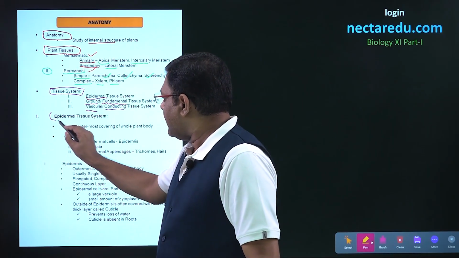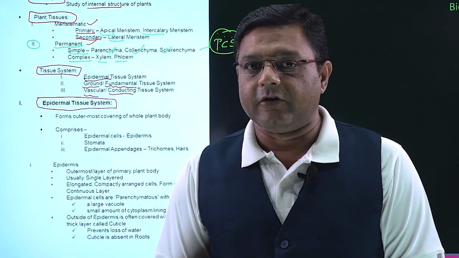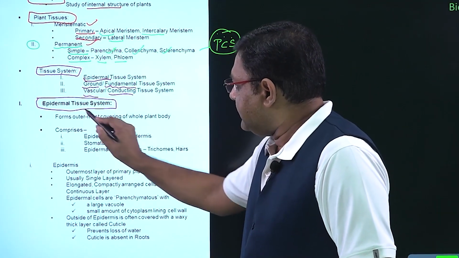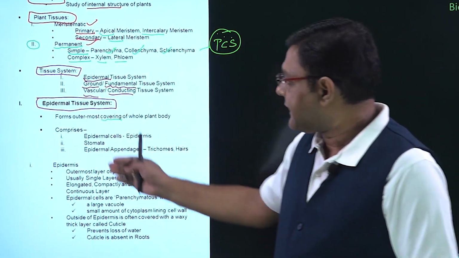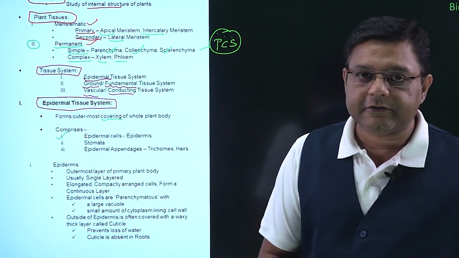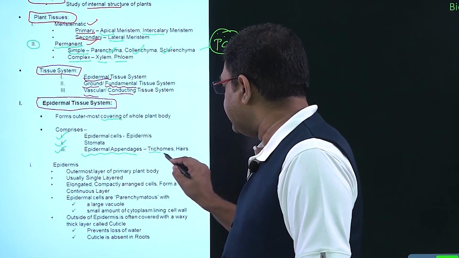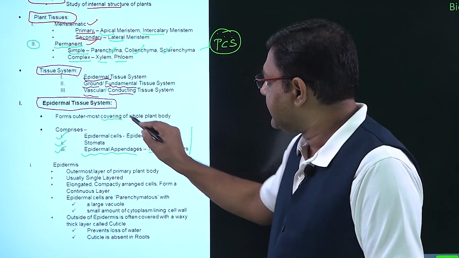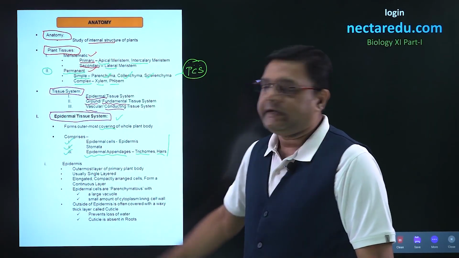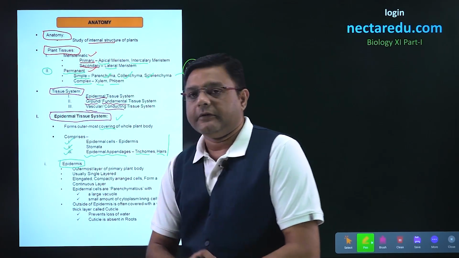Now, when we talk of epidermal tissue system, it is the tissue which forms the outermost covering of plants. So, the first point is about outermost covering. Now, in this epidermal tissue system, there can be three parts. It can have epidermal cells or epidermis. Stomata is included in it, and even epidermal appendages, trichomes and hairs, these three are included in epidermal tissue system. We will be looking into these details one by one, and first we will look into the detail of epidermis.